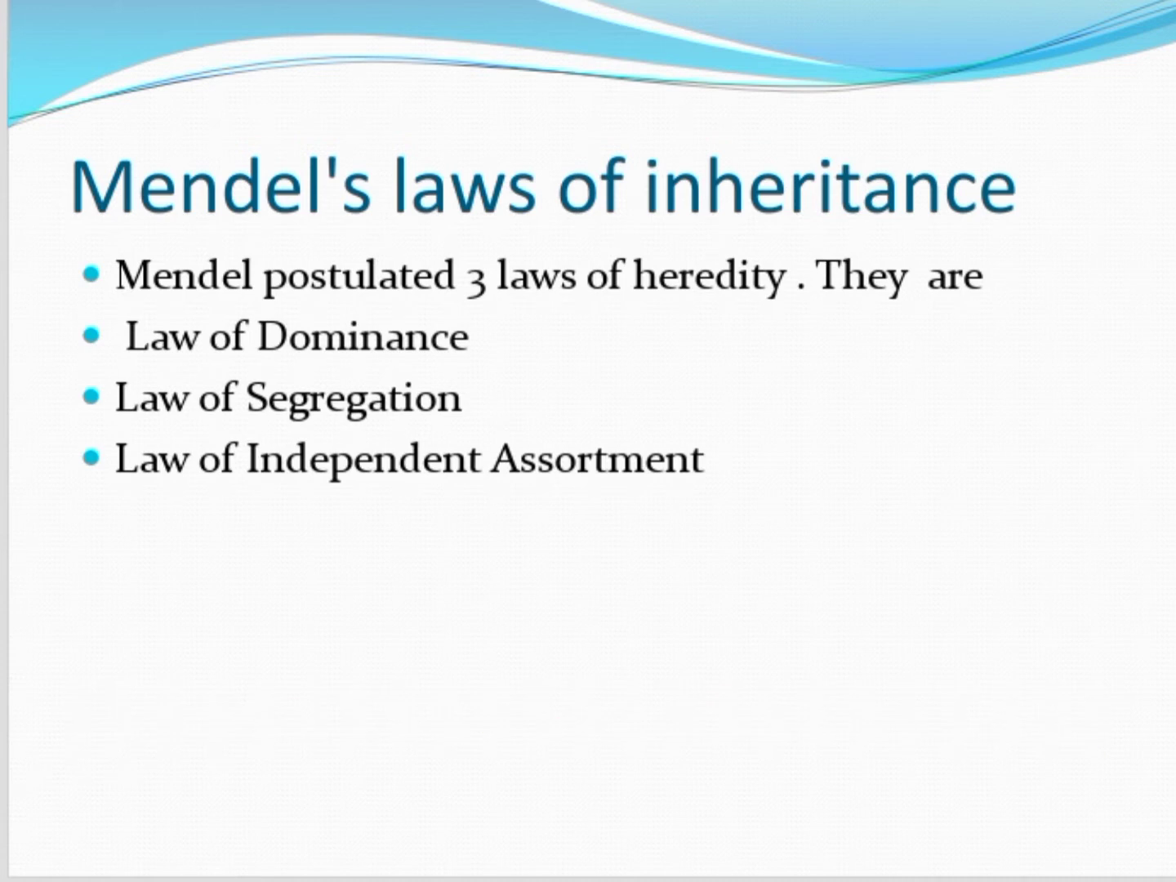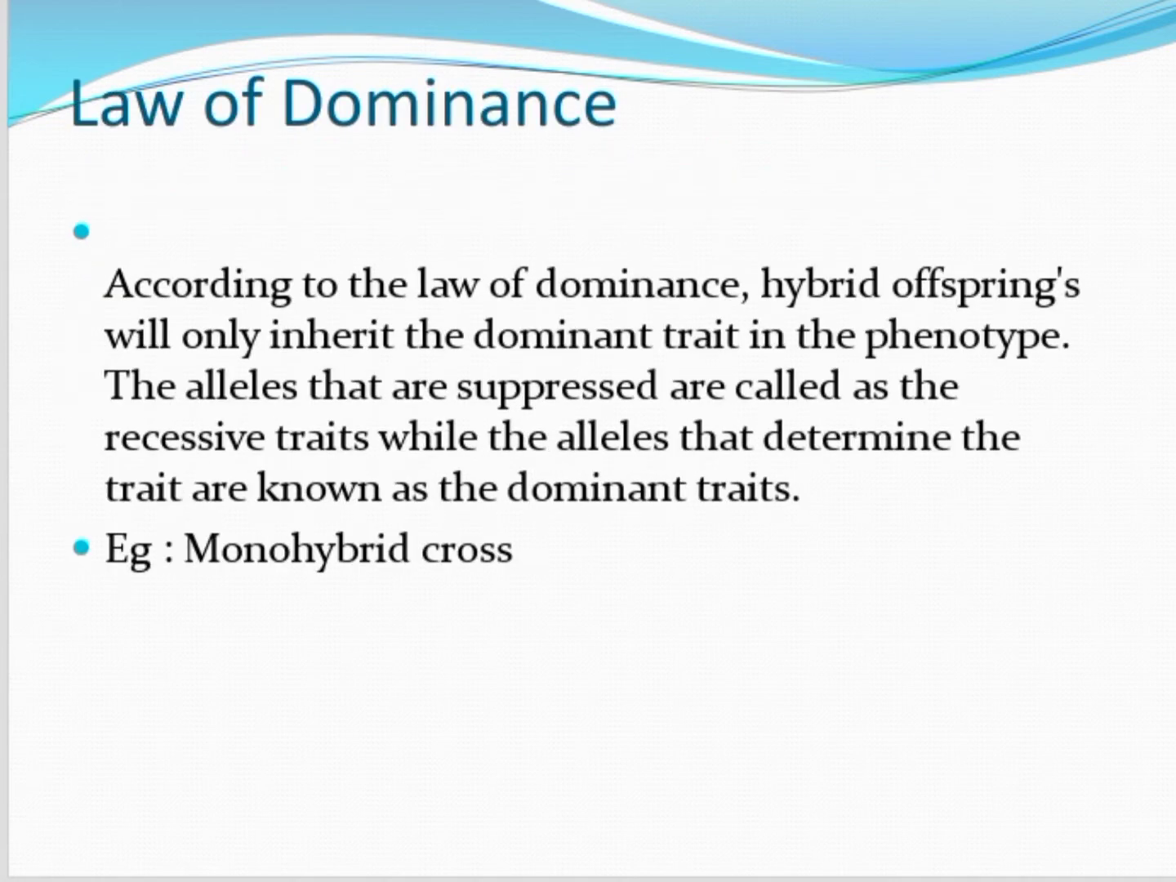So first, the law of dominance. According to this law, hybrid offspring will only inherit the dominant traits in the phenotype. What is this dominant trait actually? The allele which can express its character in the homozygous as well as in the heterozygous condition. And what about recessive, which is the suppressed one, which can't express? It only expresses in the homozygous condition.